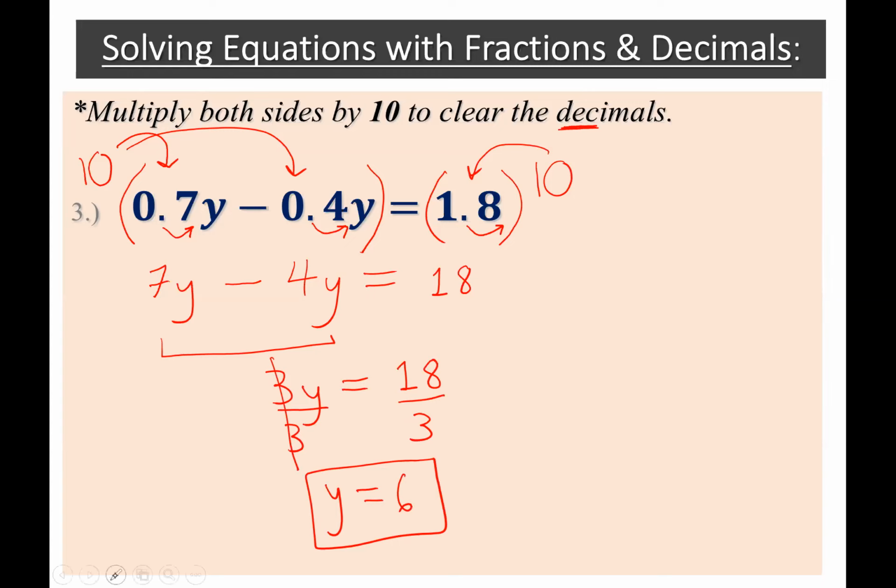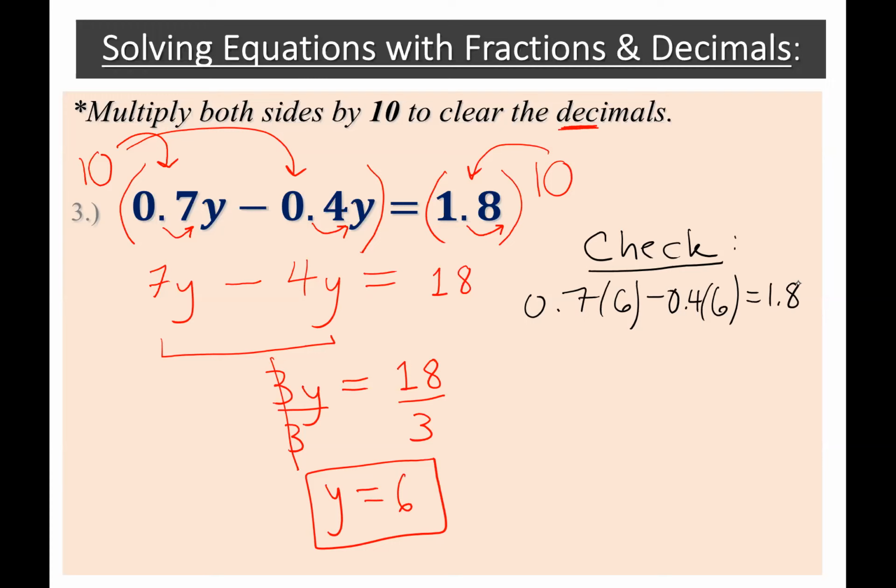And then, just like we've been doing, I can check my answer. So we'll check: 0.7 times 6 minus 0.4 times 6 equals 1.8. Let's simplify. 0.7 times 6 will be 4.2, minus 0.4 times 6, that's 2.4, equals 1.8. And then I'll simplify more on the left side: 4.2 minus 2.4. Just writing that out here.